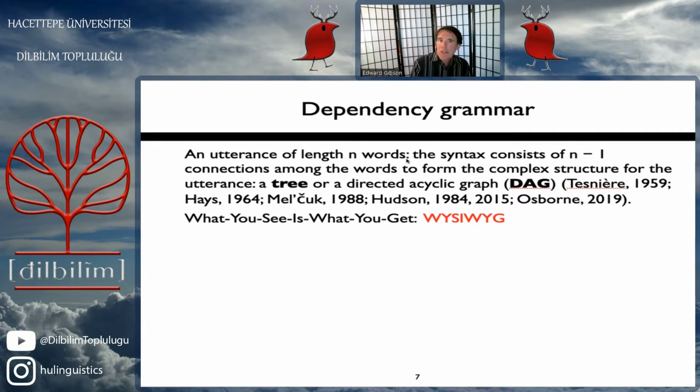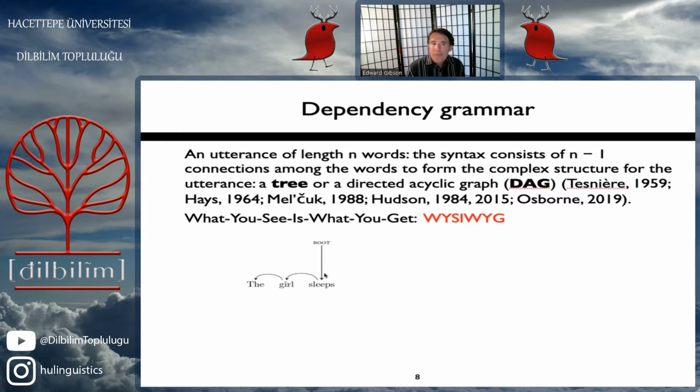connections among the words to form the structure for the utterance, which is a tree, or a directed acyclic graph. Those are the same graph theoretically. It's very much a what-you-see-is-what-you-get formalism. If I have a simple sentence like "the girl sleeps," there's a head of that whole thing. We have to figure out what the heads and dependents are. I can give you rules. They're the same kinds of rules, the same ideas, in all the formalisms out there.